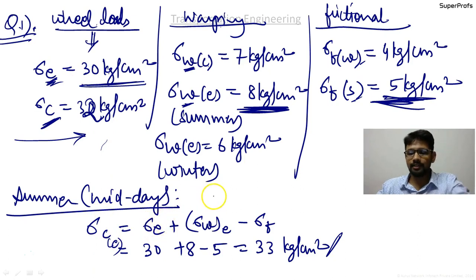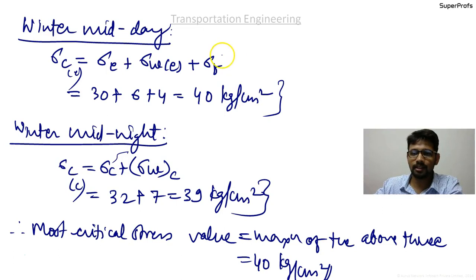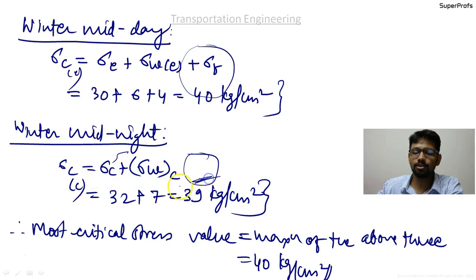Whenever it is at edge, there will be this third term, the frictional stresses. Since it is at edge, there will be this frictional term, but at corners the frictional stress is 0, that's why there will be no third term. So whenever you are doing it for corners, don't consider any friction. 40 kg per centimeter square is the most critical stress value.